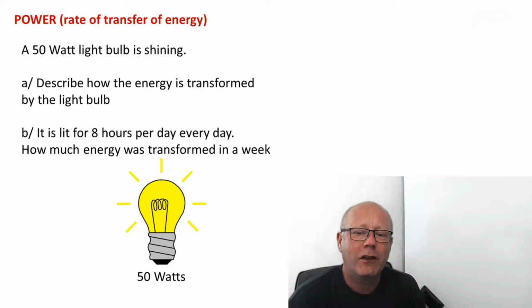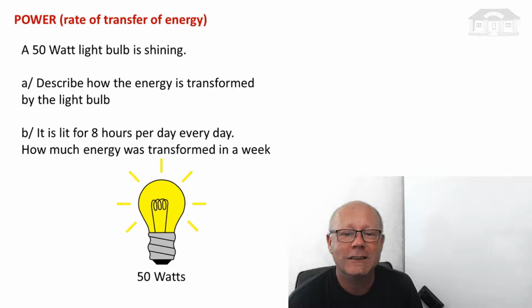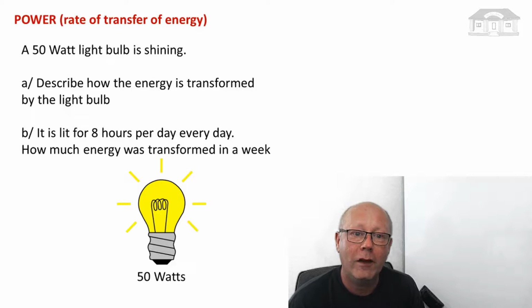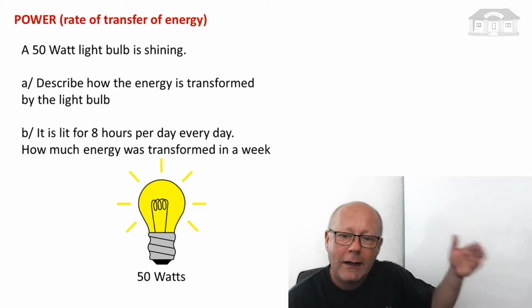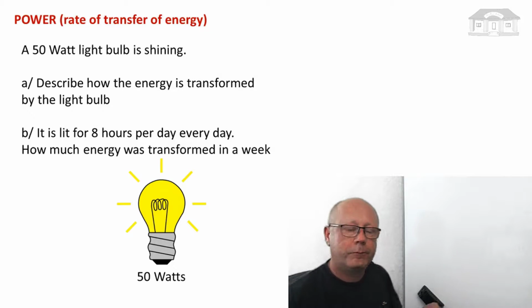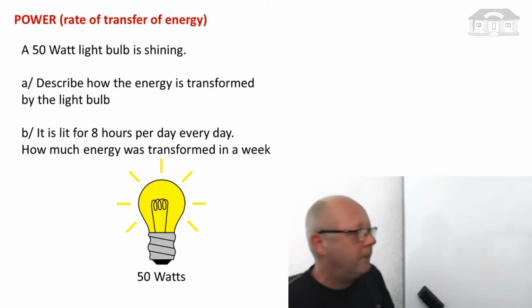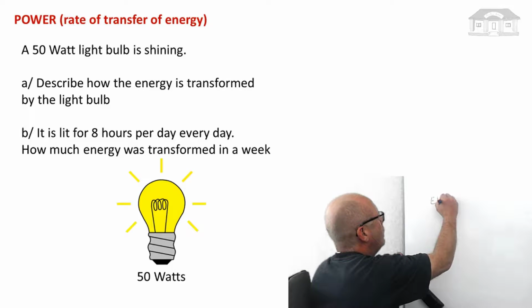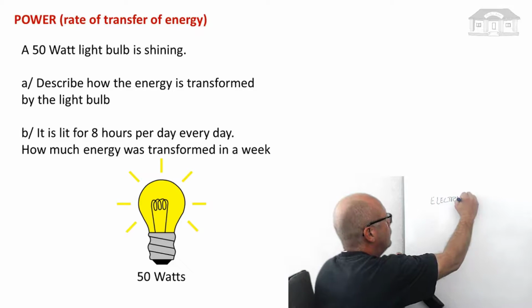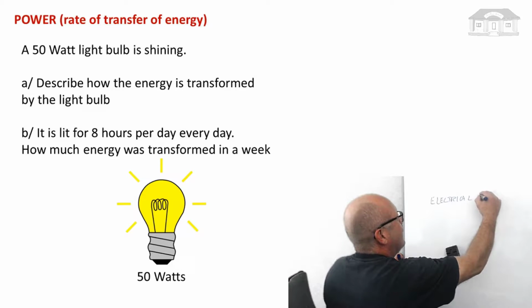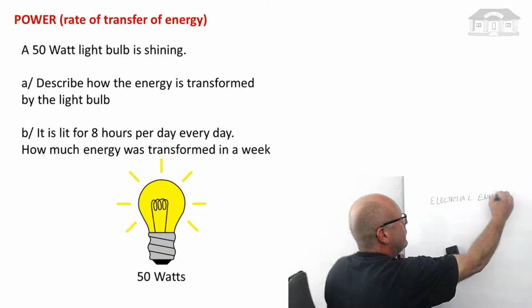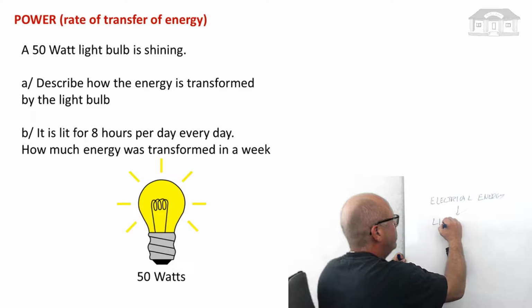Yes, you remember this bulb, right? In this exercise, we had a bulb with 50 watts. And the first question was, describe how the energy is transformed by the light bulb. It's transformed from electrical energy to light energy.